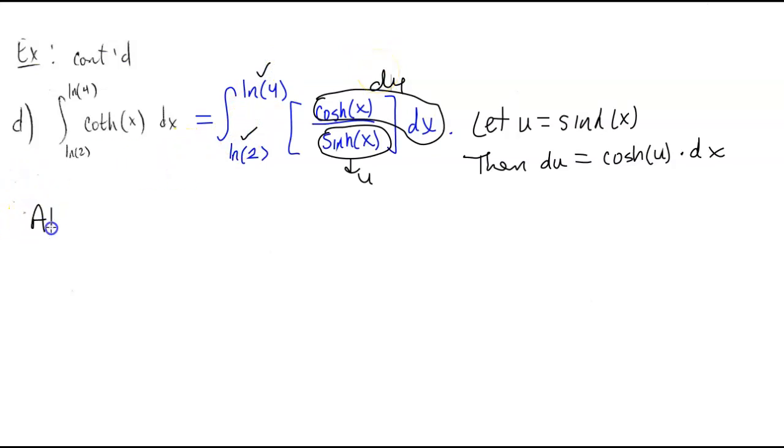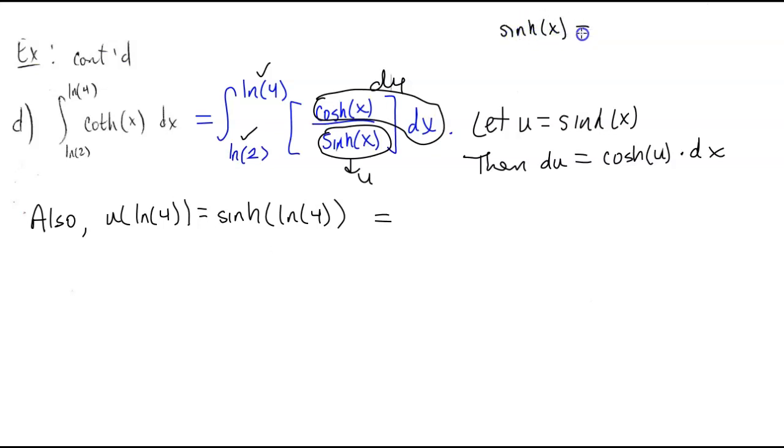So I'm going to say here also, we know that u of natural log of 4 is going to be sinh of natural log of 4. And if you remember, sinh or sine hyperbolic, I'll write it up here, that's just going to be e raised to the x minus e raised to the minus x, divided by 2.